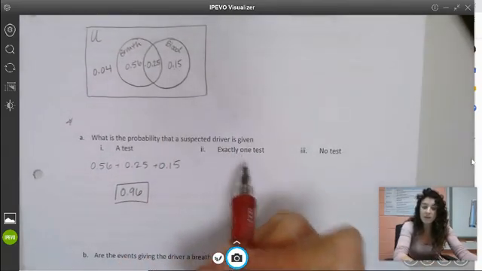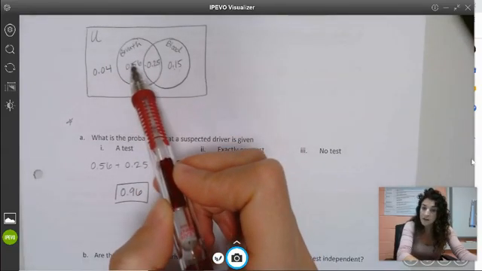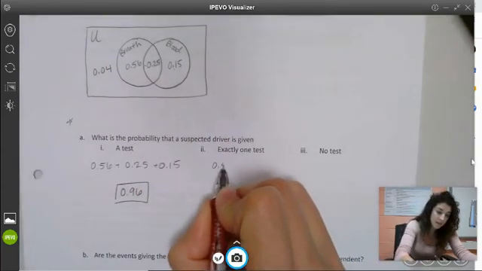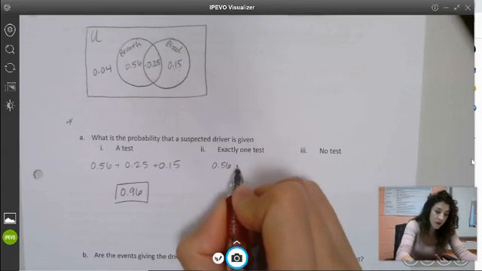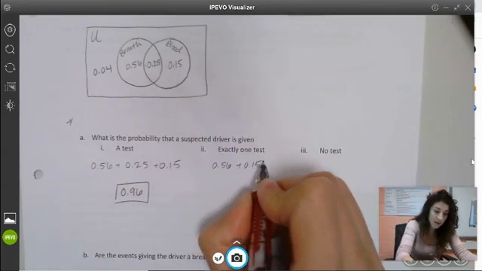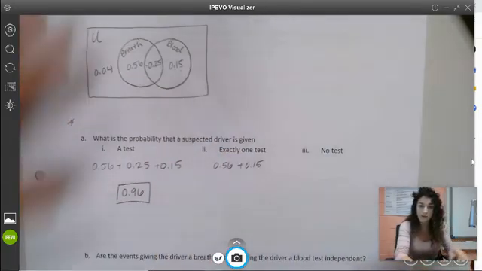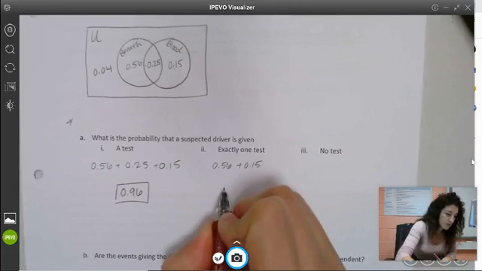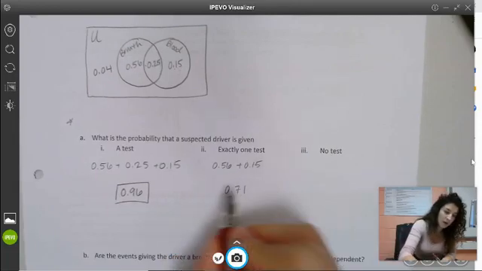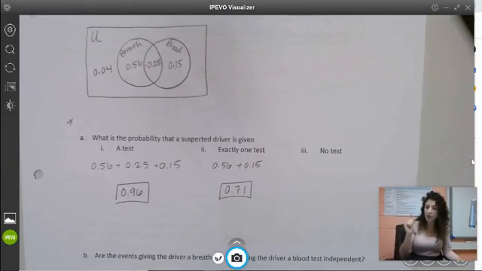What is the probability that a suspected driver is given exactly one test? Well, that would be 0.56 because they were given a breath test, but not a blood test. Or it could have been 0.15 where they were just given a blood test and no breath test. So we've excluded the 0.25 in there. And that adds up to 0.71. 71% of the people pulled over were given only one test.